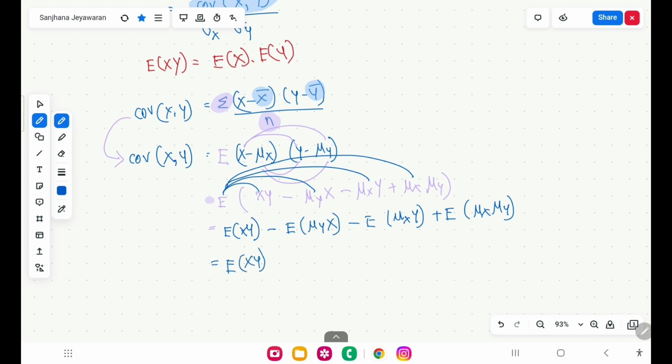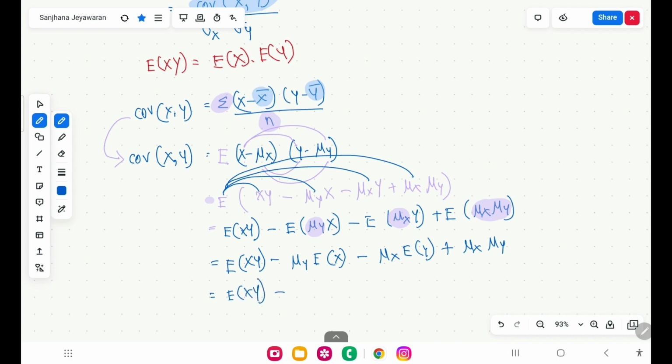We know that expectation, that is the mean of a constant, is the constant itself. So if you note, mu y is a population parameter, that means it's a constant. Likewise, mu x is a population parameter, constant. Mu x into mu y is also a population parameter, so constant. That means we can take it out. So I can write this as mu y expectation of x. Likewise, mu x expectation of y. Here I can simply write it as mu x mu y. Okay.